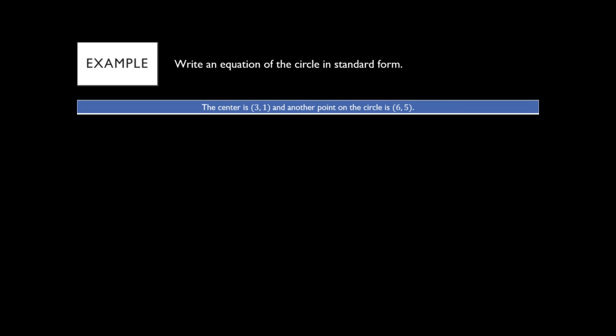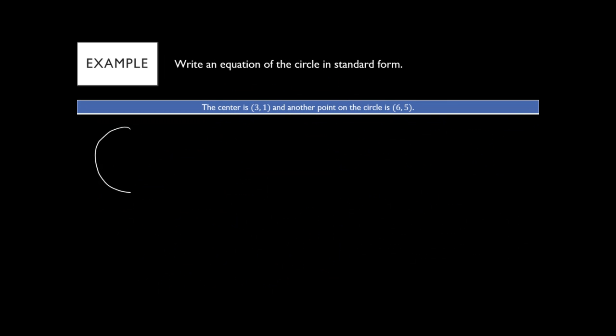This is the second type of example you might get, where they give you the center, but then they give you another point on the circle. So we know the center and we know a second point. We still don't know the radius, but in this case, instead of being given a diameter, they're basically allowing us to find the radius. So it's going to be easier than the previous problem.